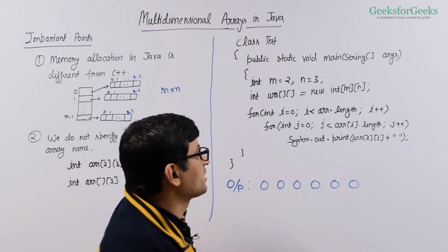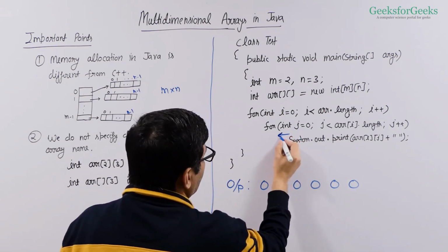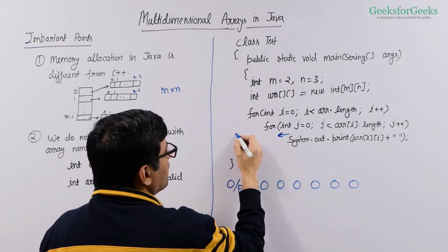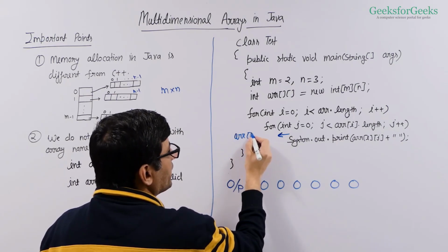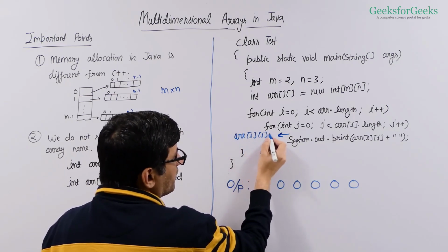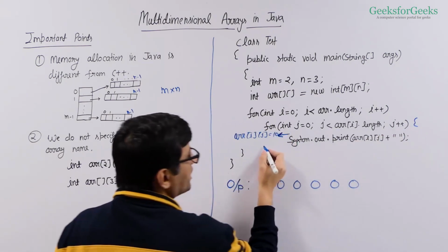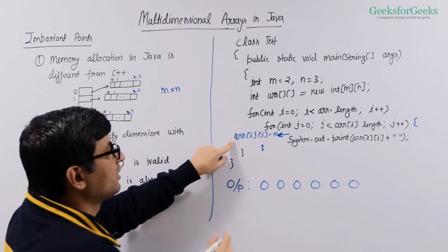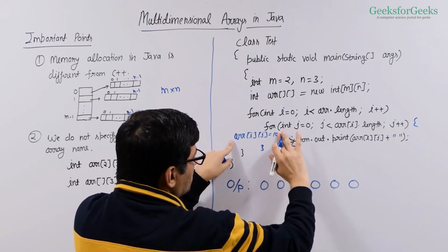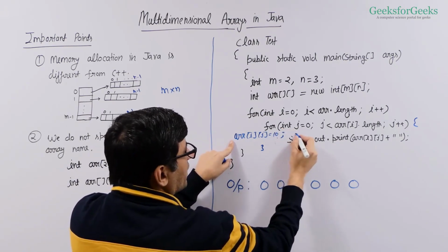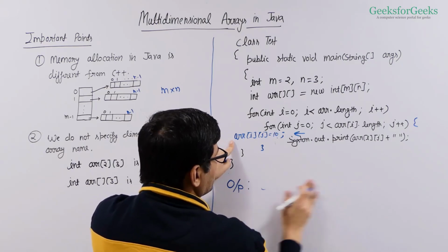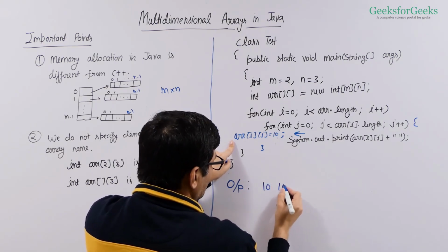If we wish to assign some value to them, say for example, if I want to assign something to every array element, I can assign this here, array[i][j] equal to 10. So now I'll have to use curly brackets here because I have 2 statements now. Once I assign the value 10 to every element, I'll get the output as 10, 10, 10, 6 times.